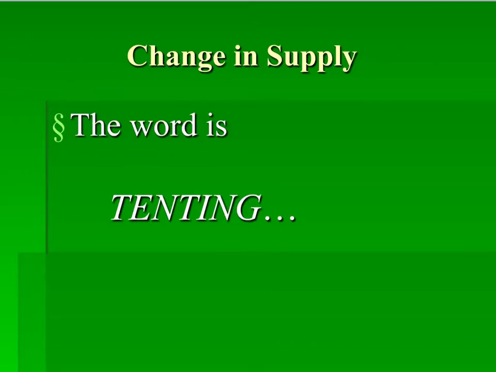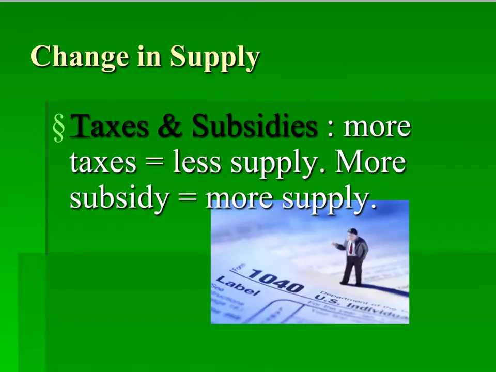The non-price determinants can be summed up in the acronym TENTing. The T stands for taxes and subsidies. More taxes on businesses, less supply. More subsidies, which means the government giving money to businesses, means that they can supply more goods. So this is similar to in demand when we talked about the income. Taxes are income being taken out of businesses. Subsidies usually are money that's put into businesses so they can supply more units.